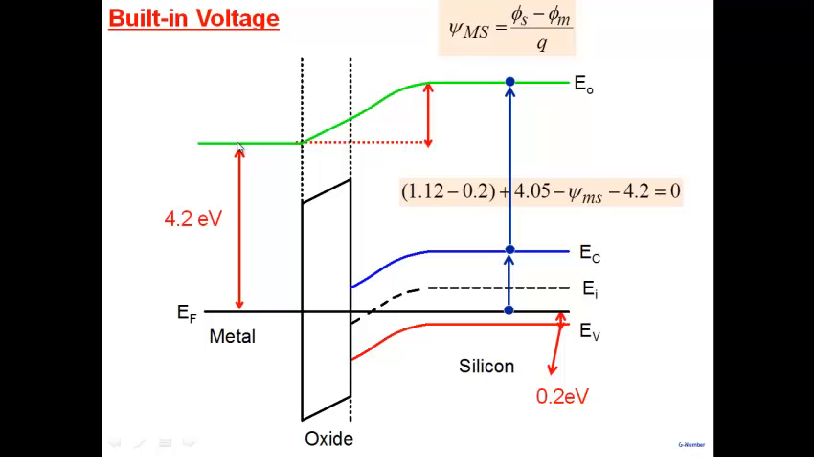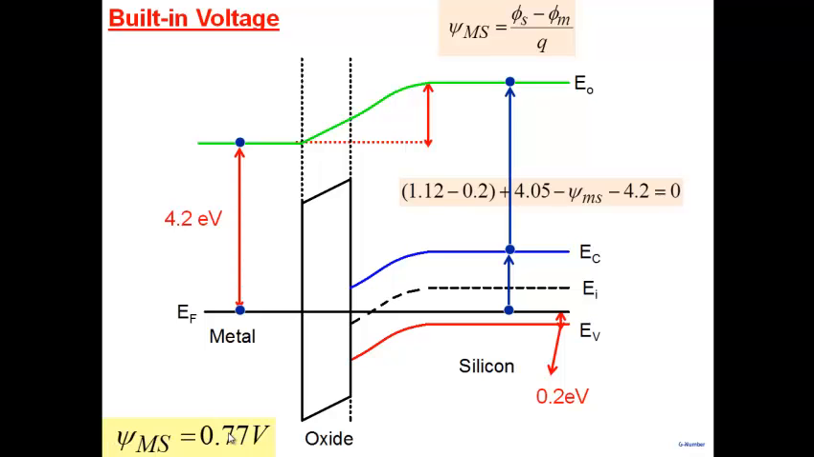So you come here, that's minus psi ms. I've arrived here by subtracting psi ms. Now from here I come down to here, and I subtract 4.2, and that should be equal to 0. You start from some point, go up, come down, and come back, and you add it up and you get psi ms equal to 0.77.